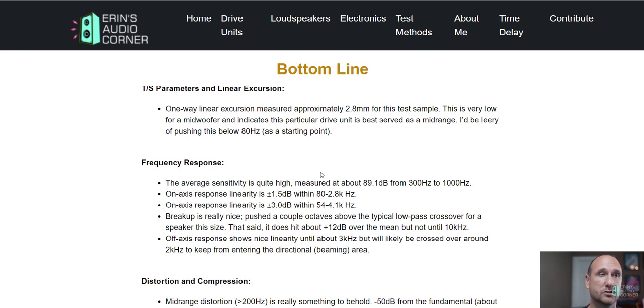But overall, the distortion is very, very low. The on-axis and off-axis linearity is quite high. It's just not a good bass driver.